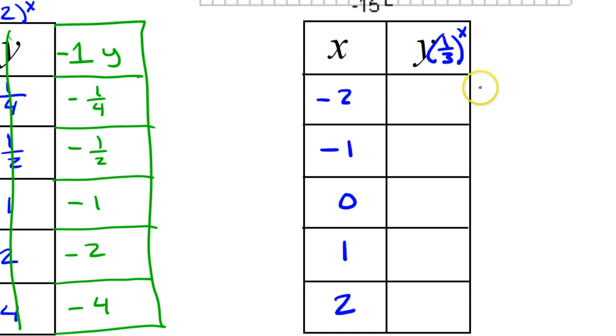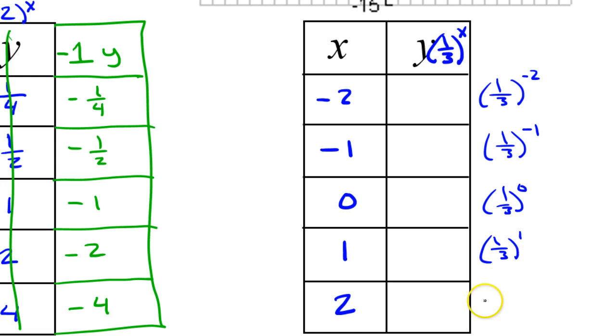Alright, we're just doing 1/3 to the x power. So that means we're doing 1/3 to the -2 power, and 1/3 to the -1 power, 1/3 to the 0 power, 1/3 to the 1 power, and 1/3 squared. 1/3 squared is just going to be 1/9. Square the 1, square the 3. 1/3 to the 1 power is just going to be 1/3. Anything to the 0 power is 1.